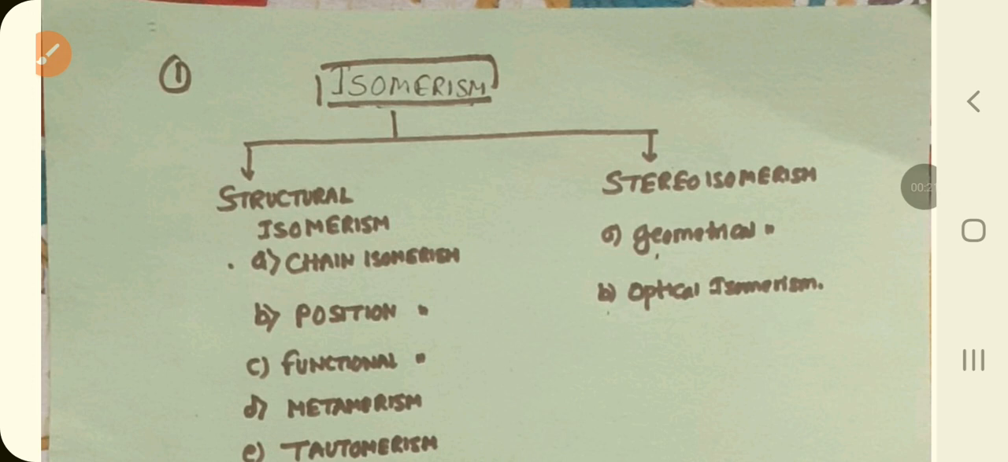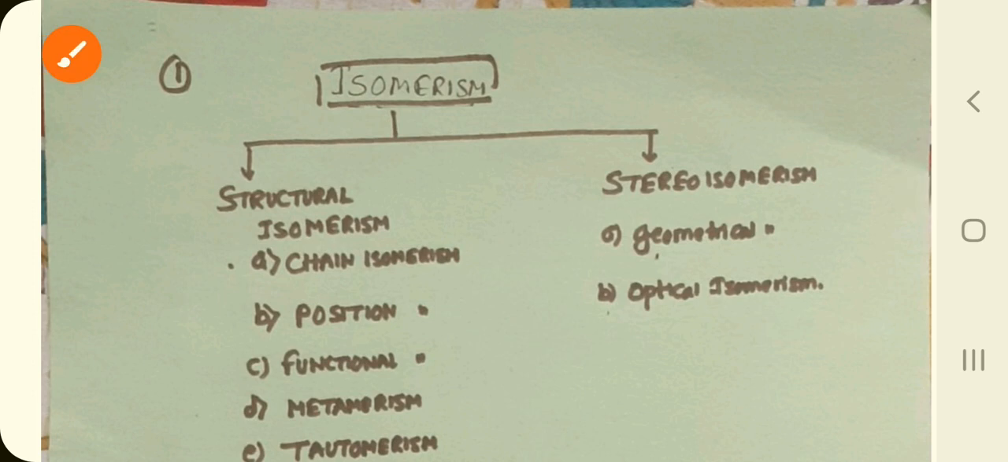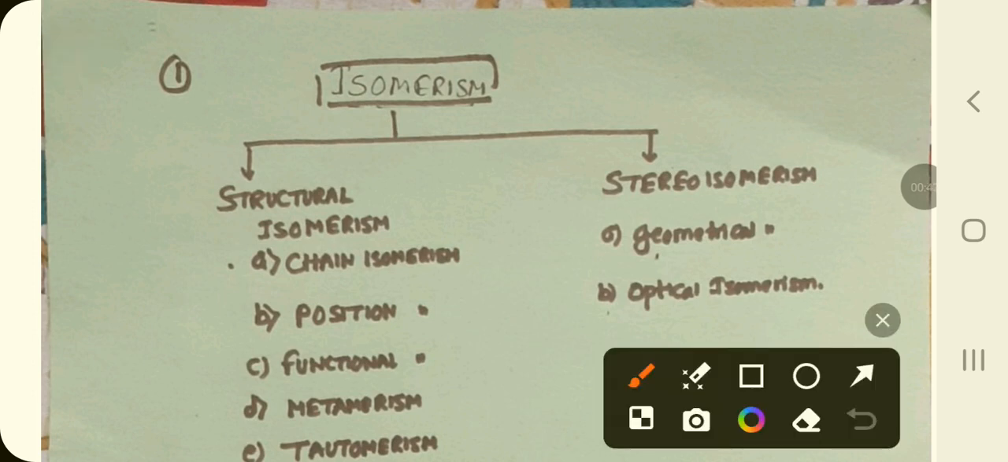similar molecular formula but having different physical and chemical properties are known as isomers, and the property is known as isomerism. And the isomerism is further classified into two main categories. The first one is structural isomerism and the second one is stereoisomerism.